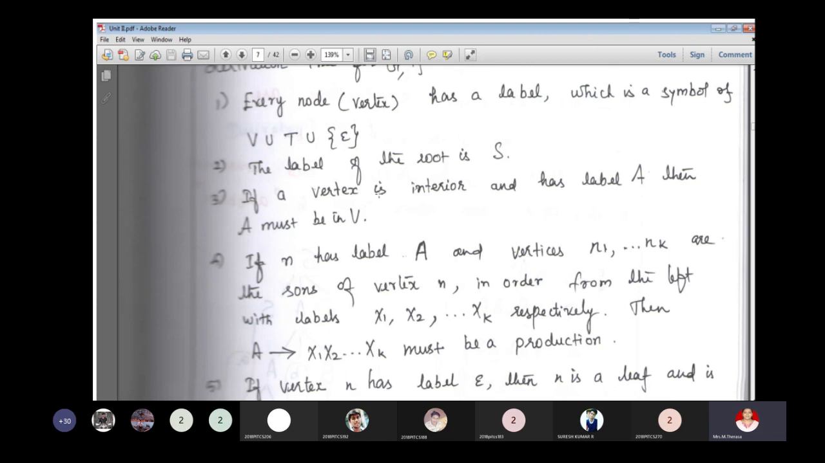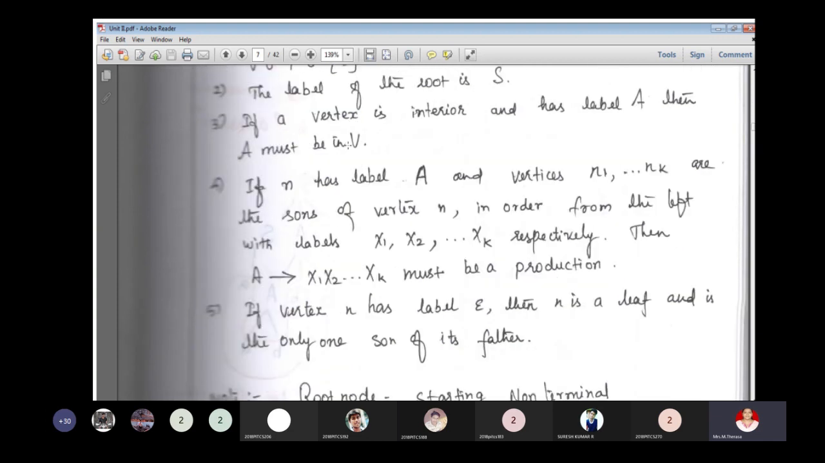Clear? Okay. Fourth point: if a node n has the label A and the vertices n1 and so on up to nk are sons of n, in order from the left with the labels x1, x2, xk respectively, then there is a production A tends to x1 x2 and so on xk. So if you have an interior node with a variable, whose children are marked x1, x2 and so on xk, then there should be a production rule in the grammar A tends to x1 x2 and so on xk. Fifth property: if a vertex n has the label epsilon, then n is a leaf node, and one more important rule, it should be the only son of its father.